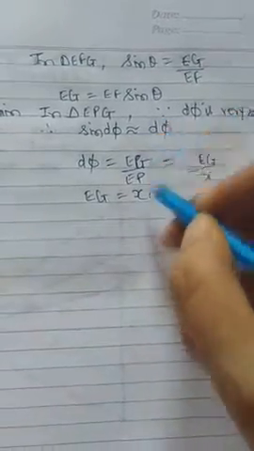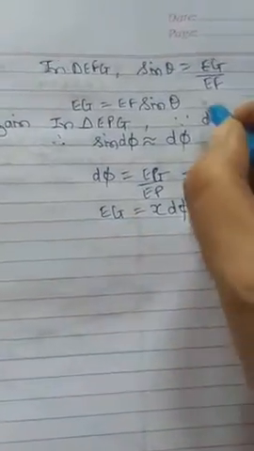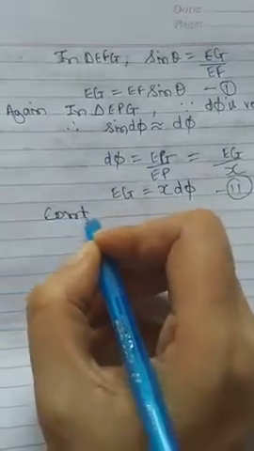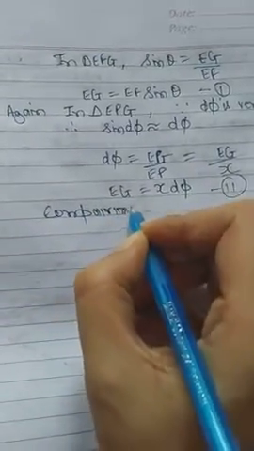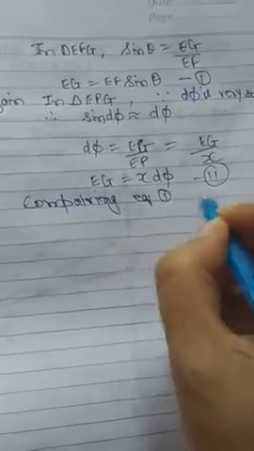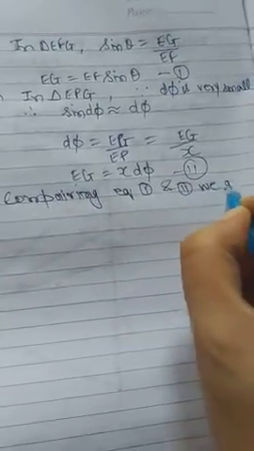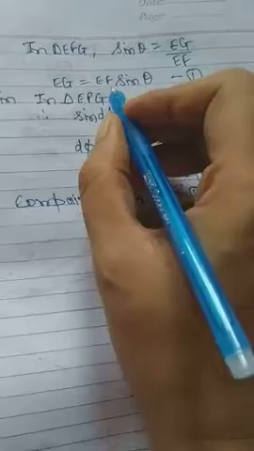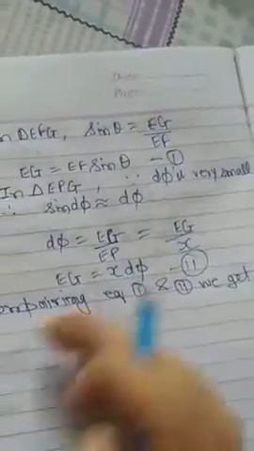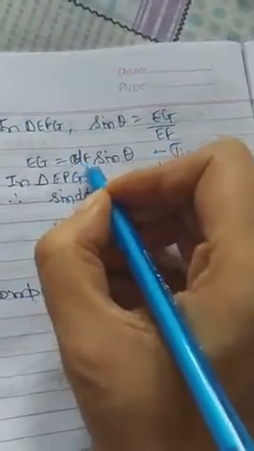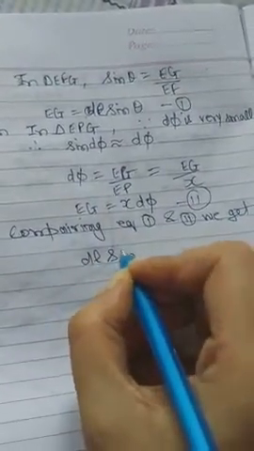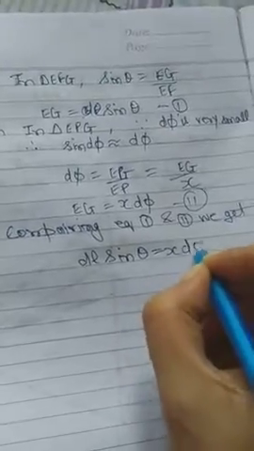So when we compare both the equations, let's call them equation 1 and equation 2, comparing equations 1 and 2, we get, also, EF is equal to DL. So this value will become equal to DL sin theta. Write it directly here, DL sin theta will be equal to x d phi.